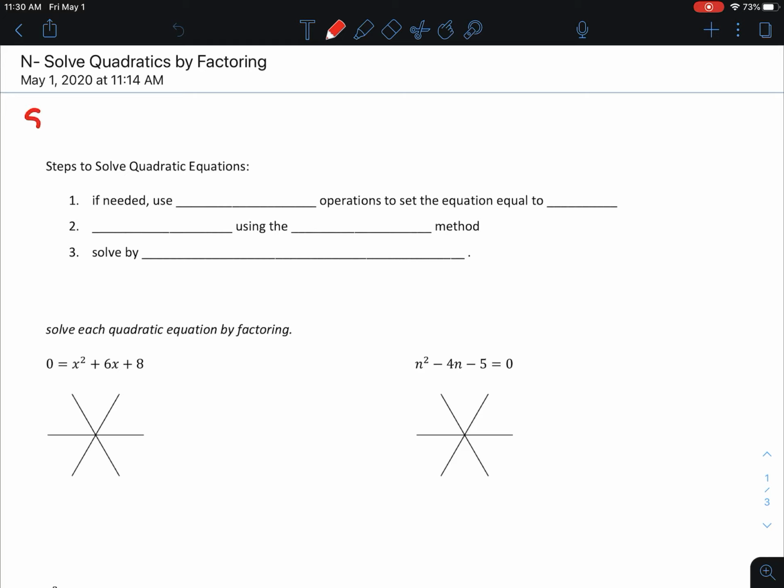Today we're going to solve quadratics by factoring. When they tell you to solve, it just means to find the x-intercepts. So if they tell you to solve this quadratic, or you see the quadratic is equal to something, it just means find the x-intercepts.